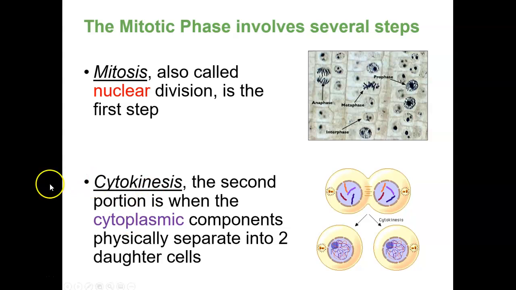Then the second step is called cytokinesis. Cyto meaning cell, kinesis meaning move. We're going to move the cell into becoming two parts, or two separate cells. And this is when we're going to divide up the cytoplasm. So in mitosis, we divide up the nucleus with its chromosomes. In cytokinesis, we're going to divide up equally the cytoplasm into its two daughter cells.